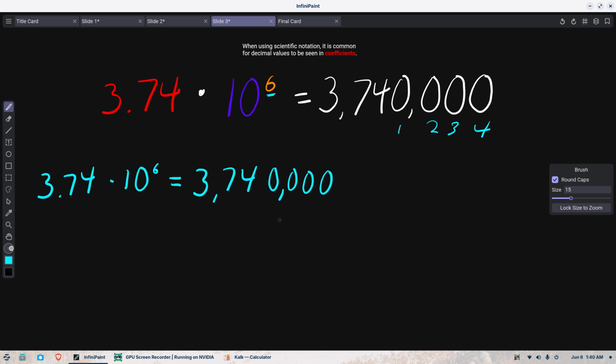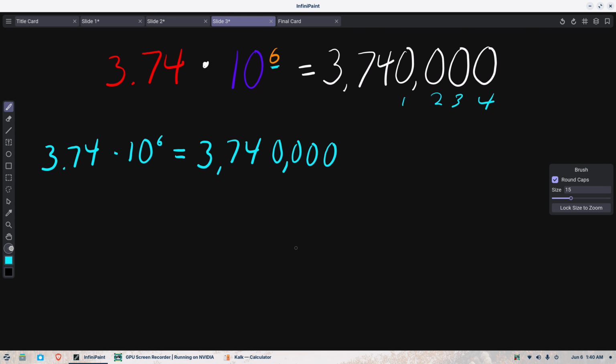So when you are converting numbers that appear in scientific notation, I encourage you to think about it in this way, as decimal jumps rather than adding zeros to the end of the coefficients. I want to give you a couple more examples before I end this video.